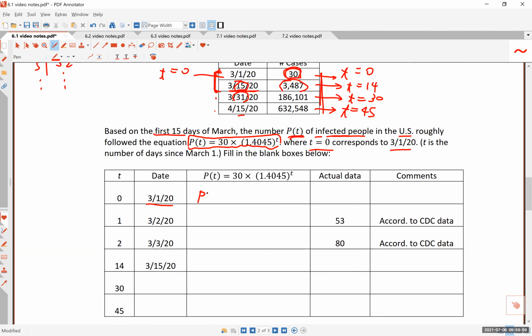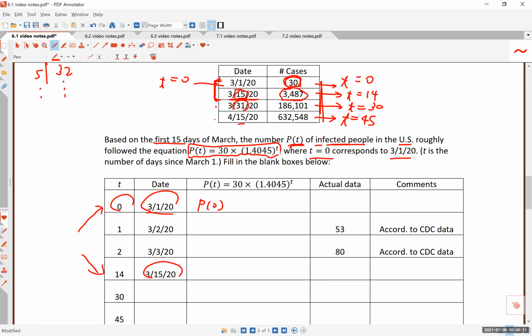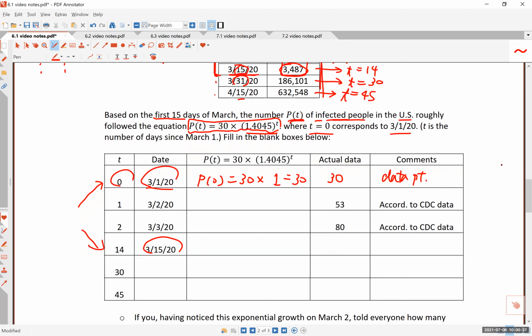All right, so the equation, of course, is based on this date and this date. So what I'm saying is that for these two dates, the numbers will be exactly these numbers, because these are the two numbers that this model is based on. So P sub 0, of course, will be 30 times 1.4045 to the 0th power, which is simply 1, and so that's 30. And of course, actually, there were 30 people, because that is one of the data points on which this model is based. So that's no problem. It's not a surprise that this number is the actual number.